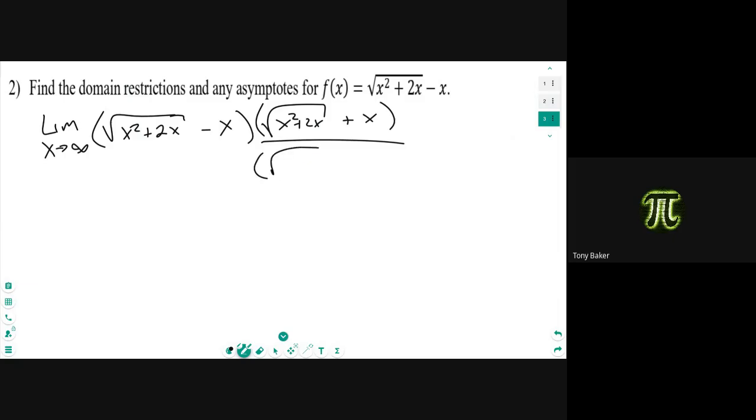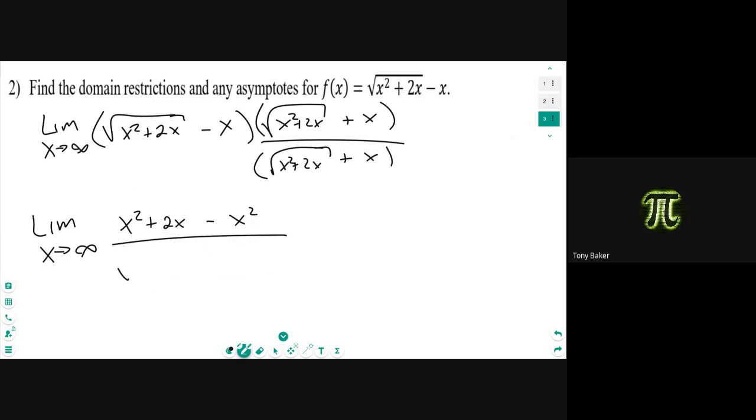Same thing on the bottom. So this becomes x squared plus 2x minus x squared over, so I've got 2x.